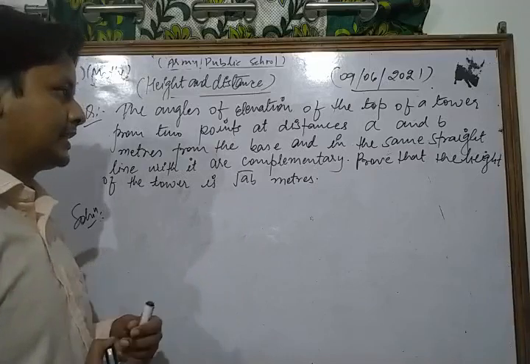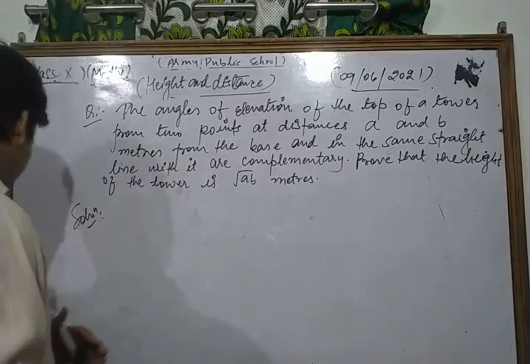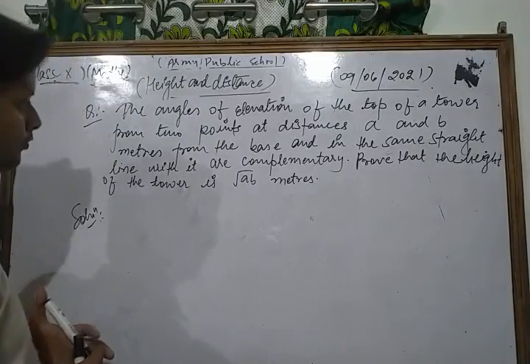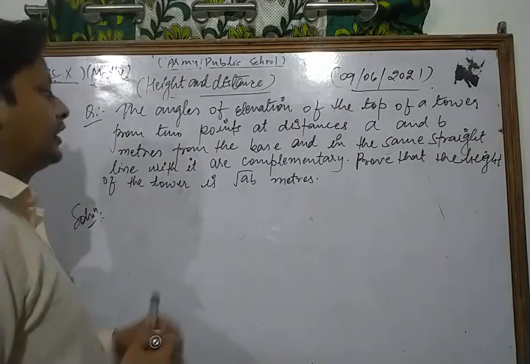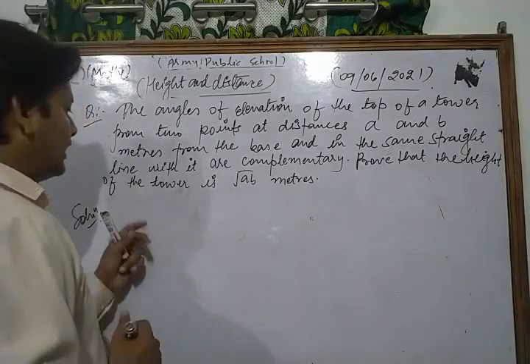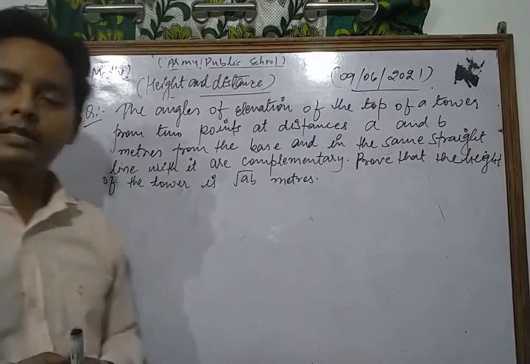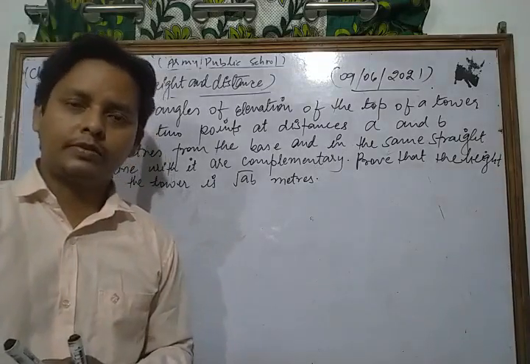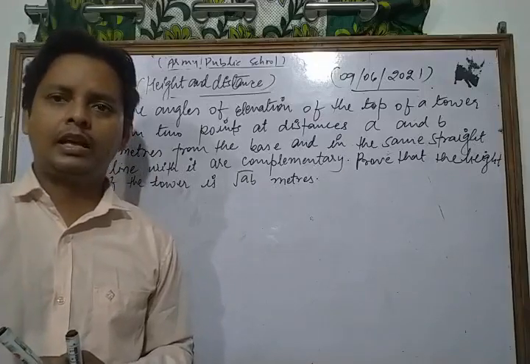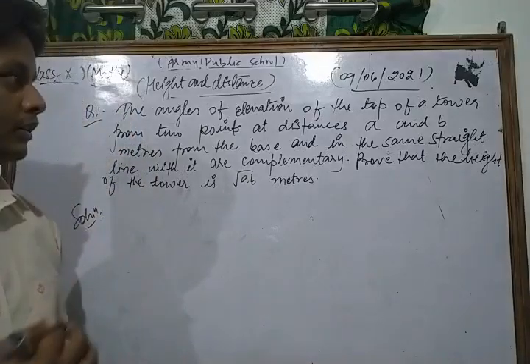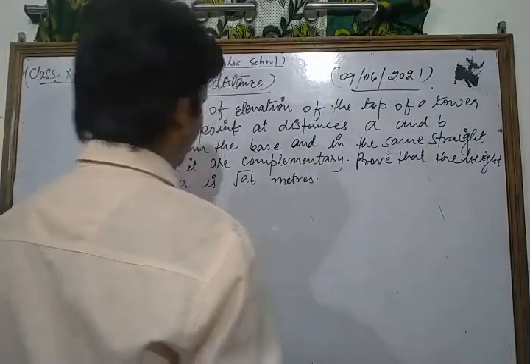2 points at a distance A and B meters from the base and in the same straight line with it are complementary. Prove that the height of the tower is under root AB meters. So in that question, first of all, we draw a horizontal surface and we stand a tower on it. So let's see.